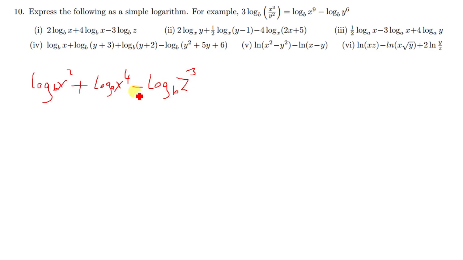Then from there you can now collect the like terms. We know this one is having x and that one is having x, so we can put these two together. I mean, we collect the like terms, meaning they are supposed to have, oh sorry, this one is also base b, not base a.